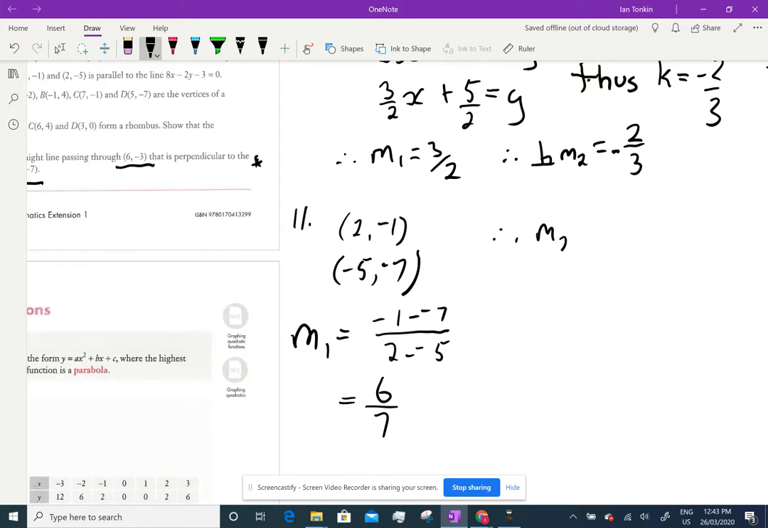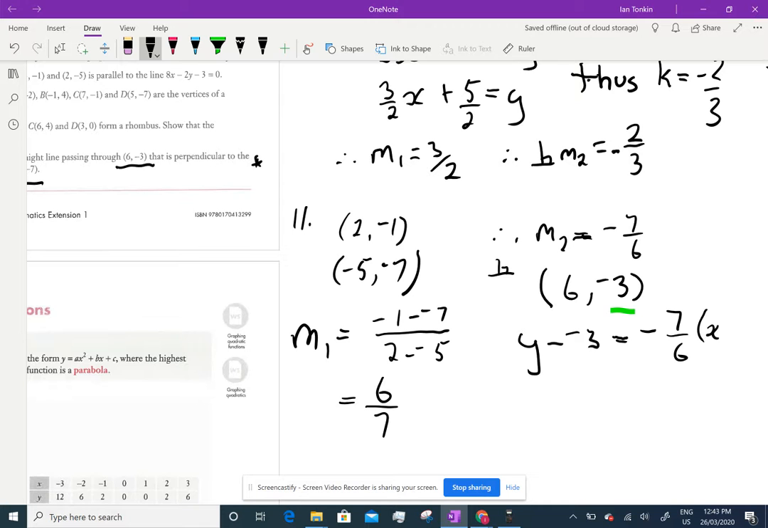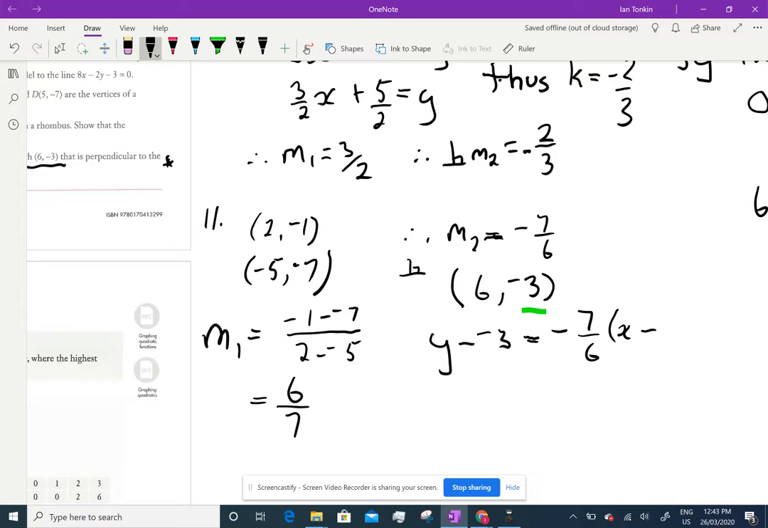Now, we need the line that's perpendicular. Therefore, m2, which is perpendicular, equals the negative reciprocal. So negative 7 on 6. And we're going through the point 6, negative 3. And we just use our formula. y minus the y value. The y value is here. So y minus negative 3 equals negative 7 on 6 x minus the x value, which is 6, y plus 3 equals negative 7 on 6 x minus 6.